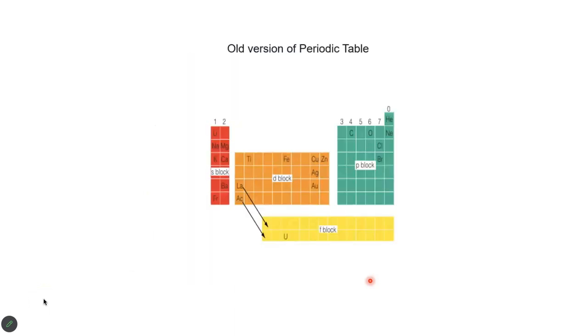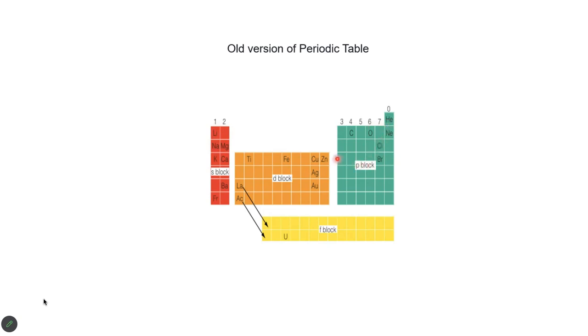Next one is an old version of the periodic table. Here we have periods, we have groups also, but this is not an IUPAC adopted periodic table. Many A-level books are using this periodic table, so I mentioned it here. You will see that the modern one also has groups and periods, but the period numbers are different.